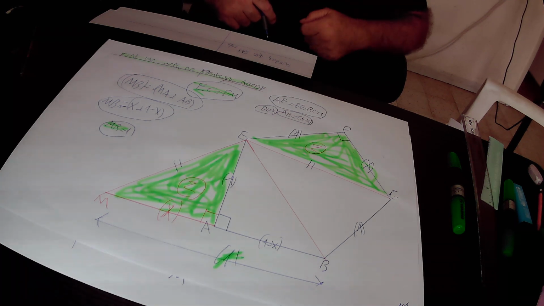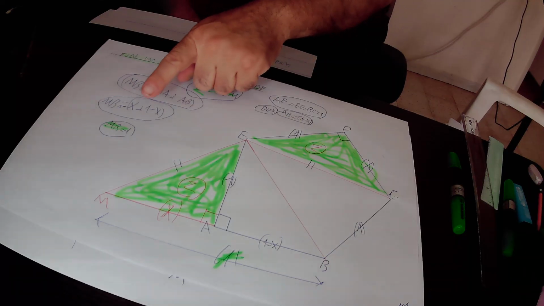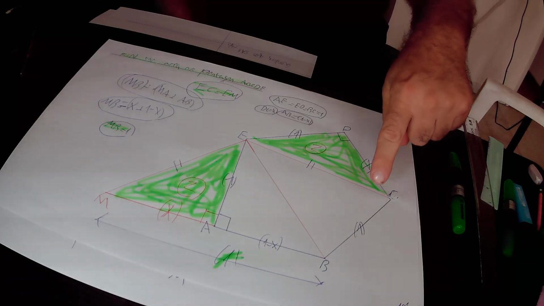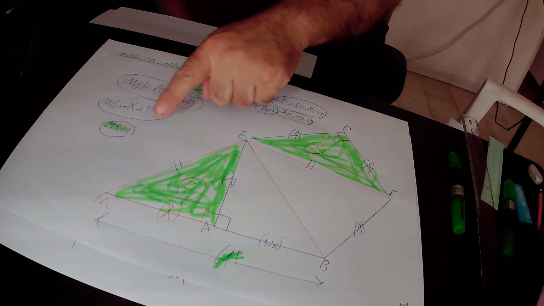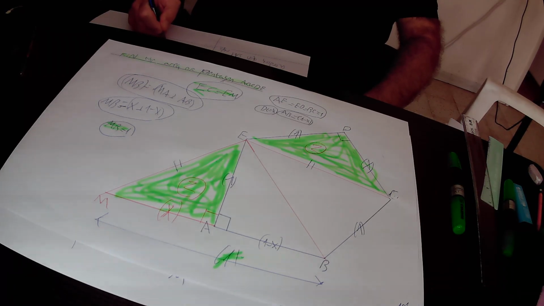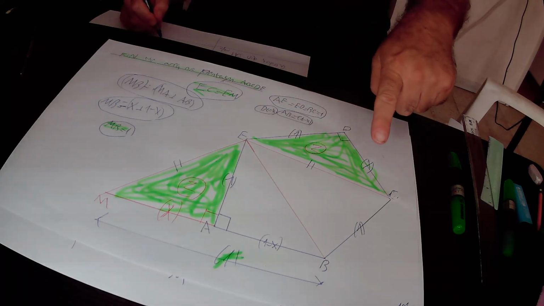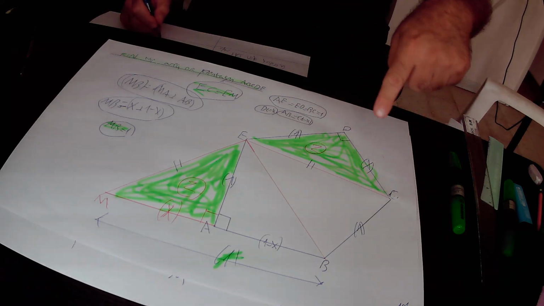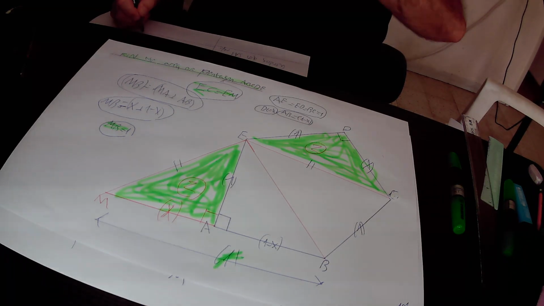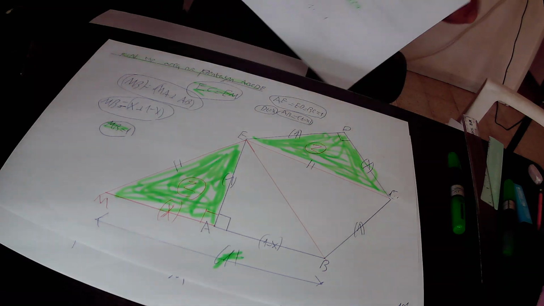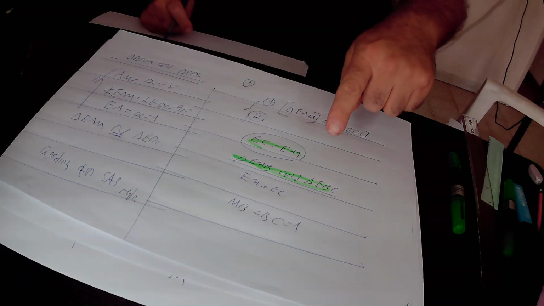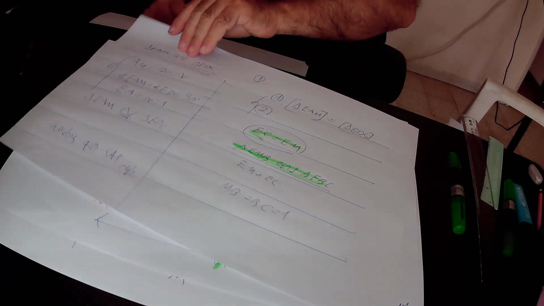In addition, we already found out that MB equals 1, and BC is also equal to 1. So side MB of triangle EMB is equal to side BC of triangle EBC. And again, side MB of triangle EMB is equal to side BC of triangle EBC. They are both equal to 1 and therefore they are equal to each other.